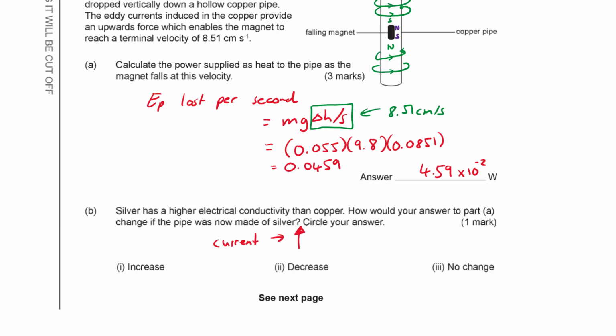So if you have more current going through that tube, then that means the magnetic field that you're inducing will also increase. And if you're inducing more magnetic field, then you're going to end up with a force that also increases. So if the force on the magnet increases, then you can expect the speed will decrease, and if the speed is decreasing, then you can expect that the power will also decrease as per the above calculation.